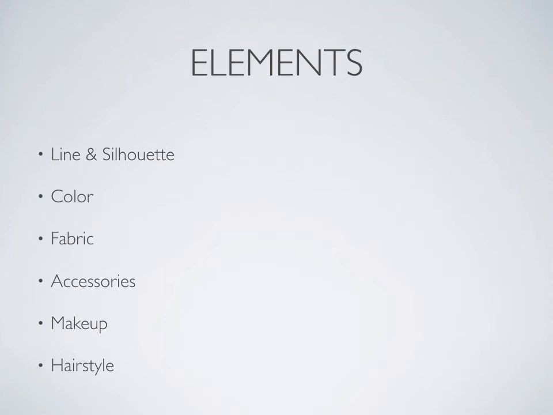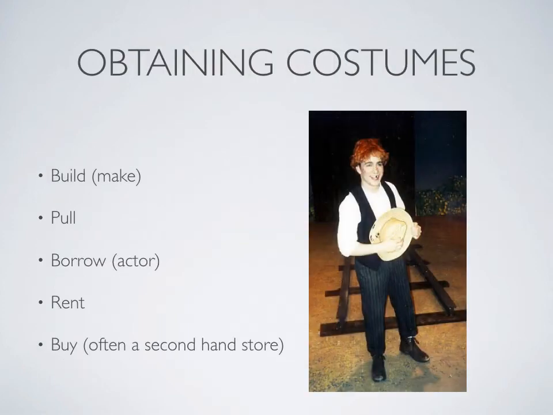Makeup also helps, and then hairstyle helps as well to really establish character, especially when you're talking about a period piece and getting the hairstyles. So, obtaining the costumes are really a process of building and making them. A lot of what you saw in Godspell, in fact, every costume that you saw was built by a student designer. Or you could pull it, which means you've got it in stock.